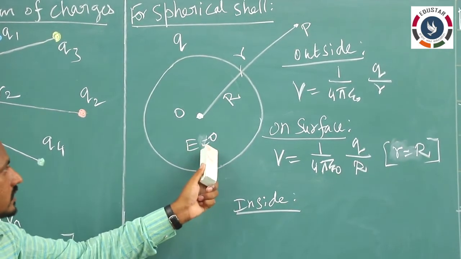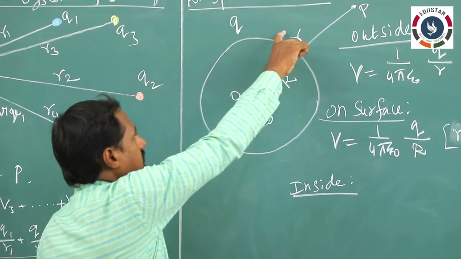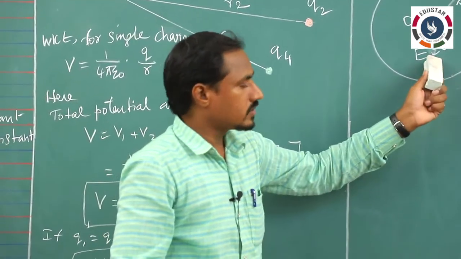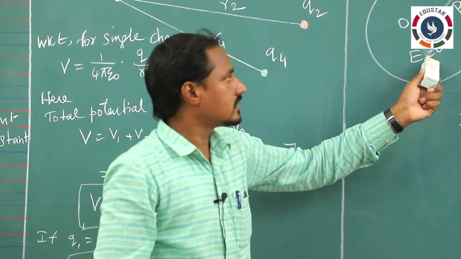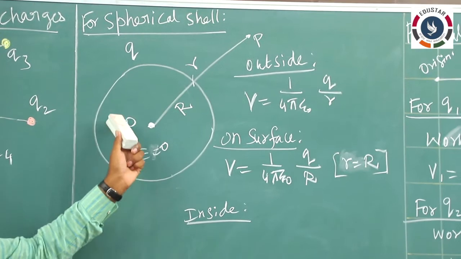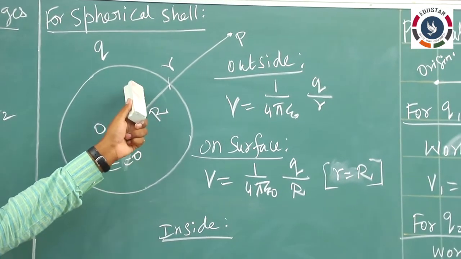So, if E equals 0, it means the charges on the surface will be similar charges. So automatically the electric field will be 0 inside, the first lesson we have discussed. So, if E equals 0, then at all points the work done for bringing a charge from one point to another point is 0.